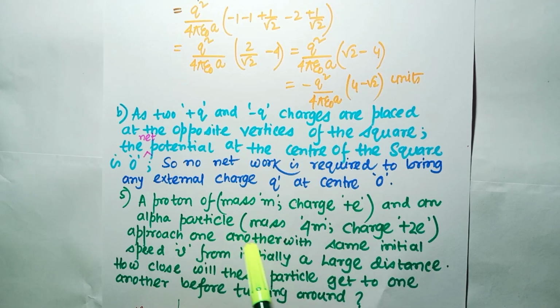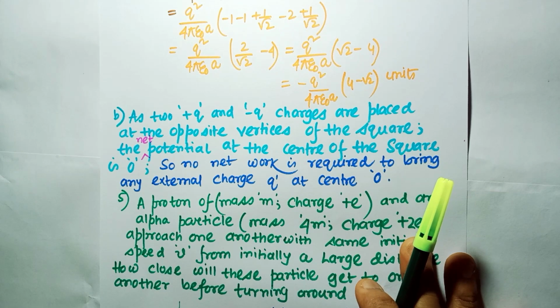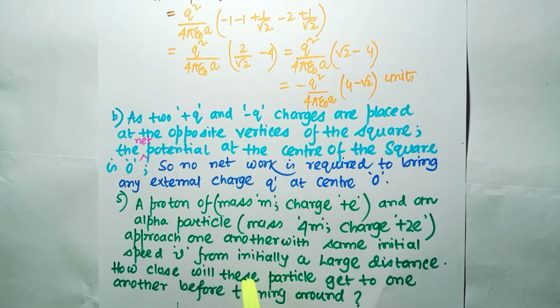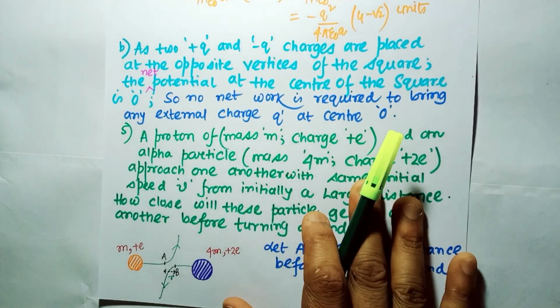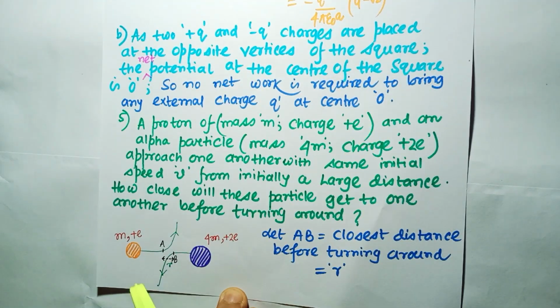So our next problem is: a proton of mass m and charge plus e and an alpha particle of mass 4m and charge 2e approach one another with the same initial speed v from initially a large distance. How close will the particles get to one another before turning around? You can see from the figure, this is the proton of mass m with charge plus e, and this is the alpha particle of mass 4m with charge 2e. They are approaching one another from infinite distance.